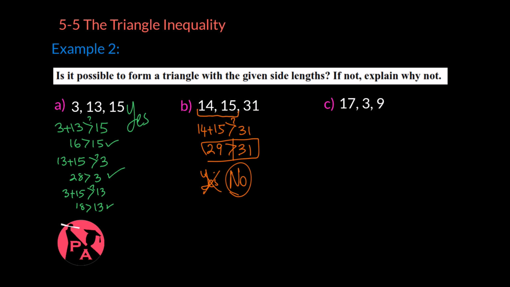Let's do the same thing with this one. They're not in order like the other triangles. So this time we are going to choose the shortest one. The shortest side is 3 and the next one is 9. If the sum of these two is greater than 17, I put a question mark, we can create a triangle. If not, we cannot. The left side is 12, which is not greater than 17. That means we cannot create a triangle using these three sides.